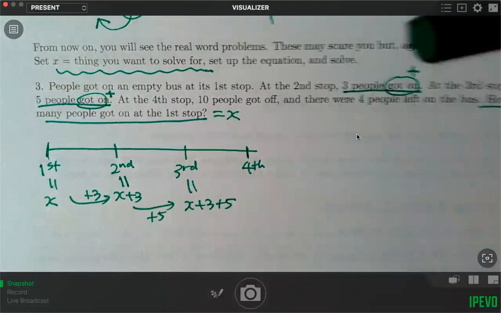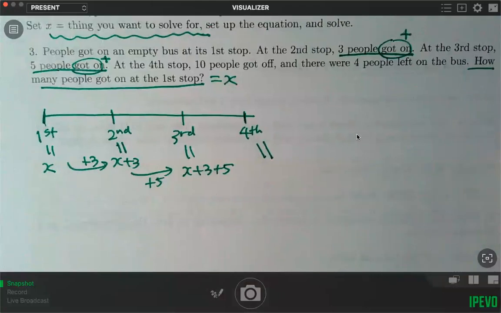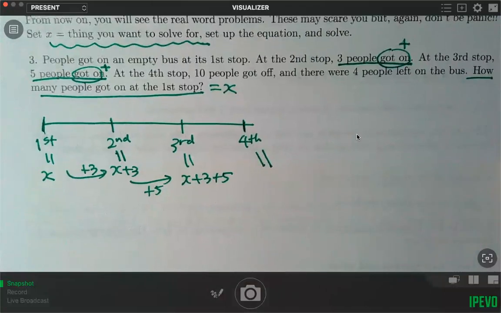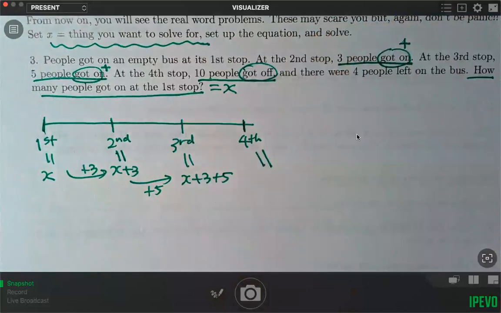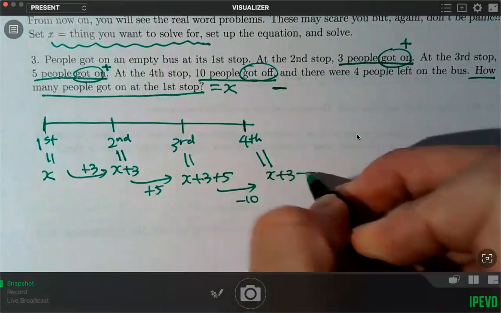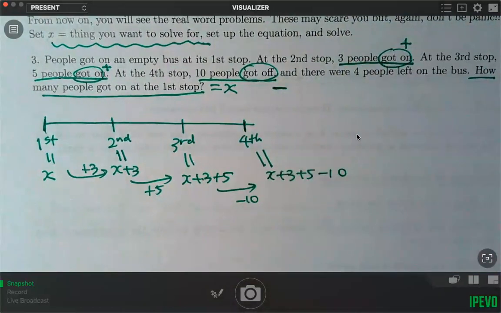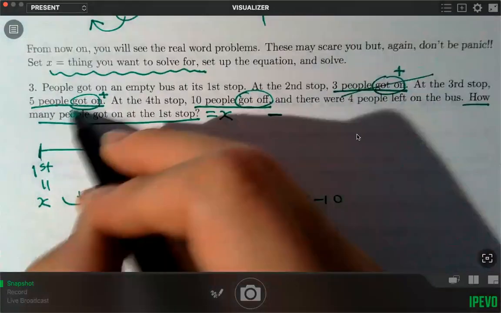Okay. So now go to the fourth stop. What happens at the fourth stop? 10 got off, right? What does that mean? Subtraction. So got off means subtraction, which means minus 10. So you subtract 10 from this one. What do you have finally? x plus 3 plus 5 minus 10, right? Okay, so we are done with that.